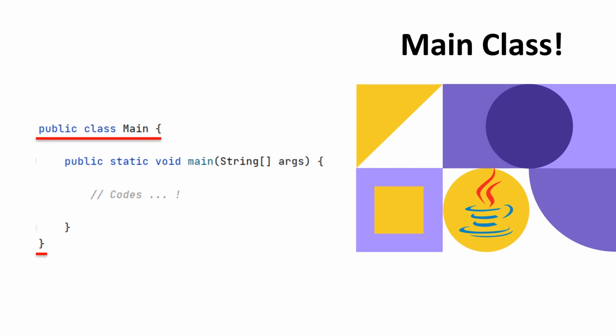We start with a class keyword. Then we give our class a proper name, which is main. Then we add a pair of curly braces. Now the main function and the functions that we define in between these curly braces belong to this class. When a function belongs to a class, we refer to it as a method of that class.